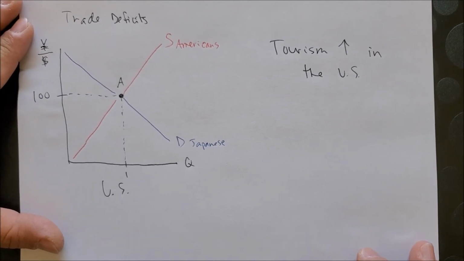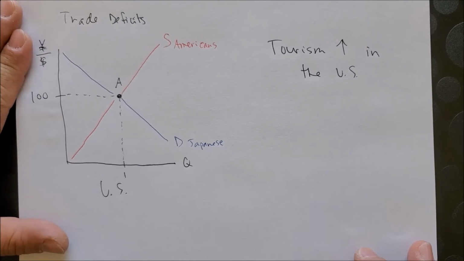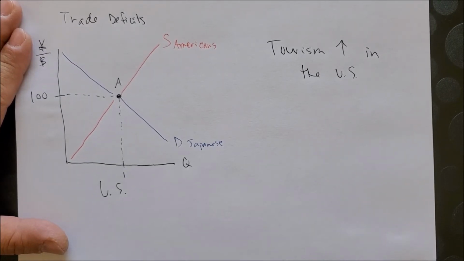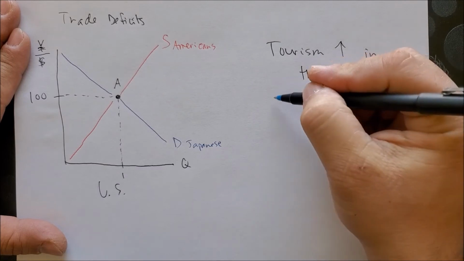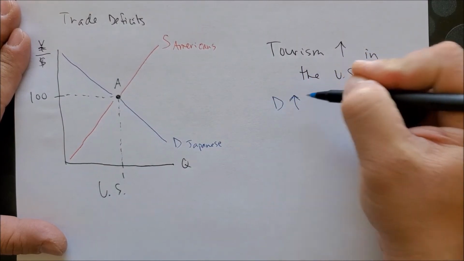Well, we know that if you are a tourist going to any country, in this case the United States, the U.S. is only going to accept U.S. dollars. If you go to Disneyland, you are expected to pay either with credit card or in U.S. dollars to buy your lemonade, your turkey leg, whatever you want to buy, a churro at Disneyland. So this is going to mean that the Japanese are going to demand a lot more dollars.